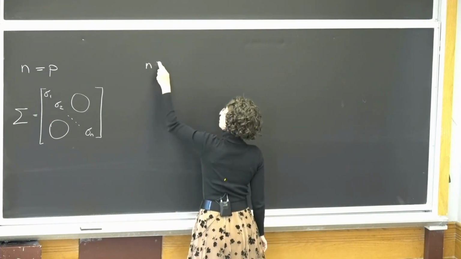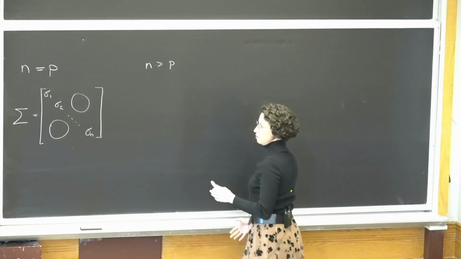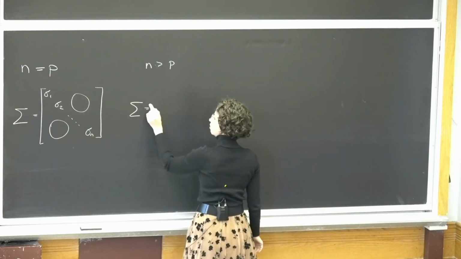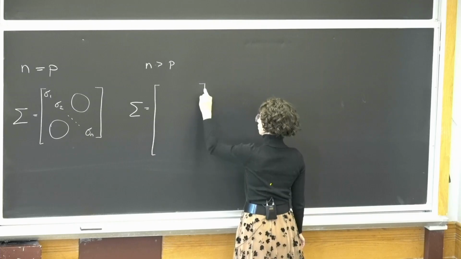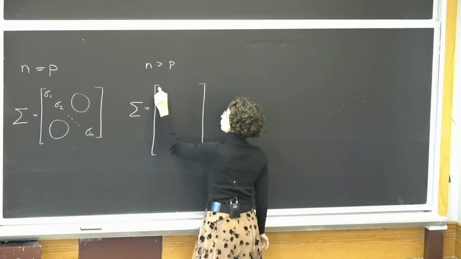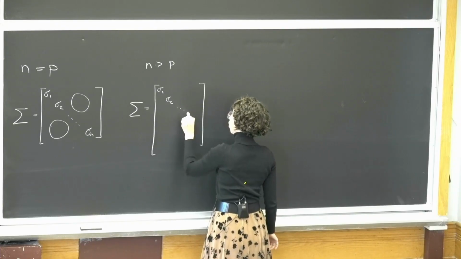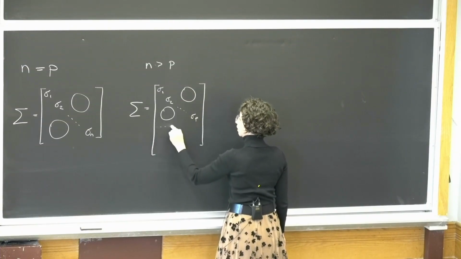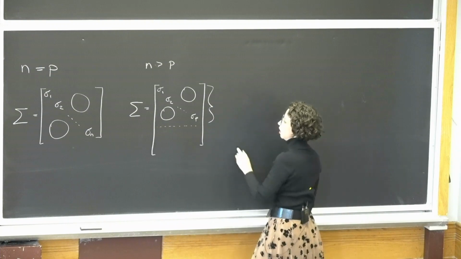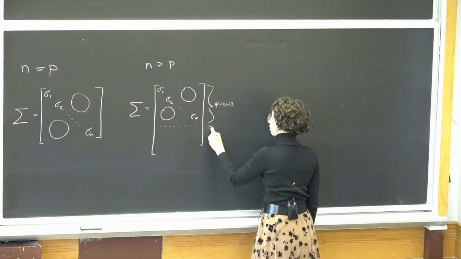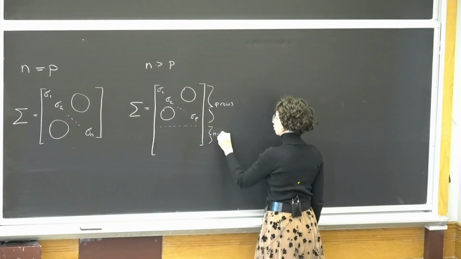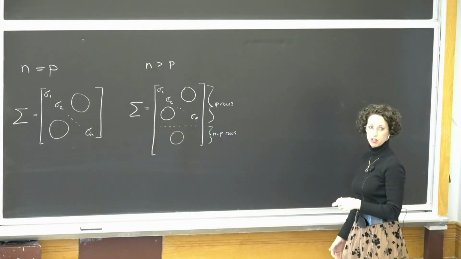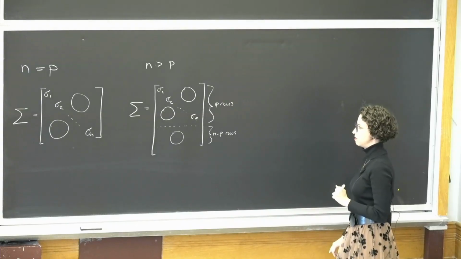Alternatively, we could have n greater than p, which means that X is a tall and thin matrix, and so sigma will look, say, like this. It will have entries sigma 1, sigma 2, all the way to sigma p. If we think about this matrix, this first block has p rows. And then this bottom part has everything else, n minus p rows, and all of those rows are completely equal to 0. So this is what we mean when we talk about a diagonal matrix that could be rectangular.